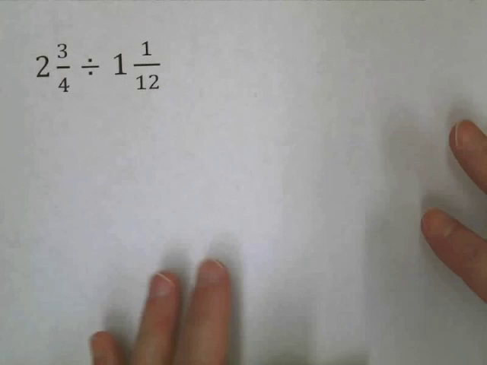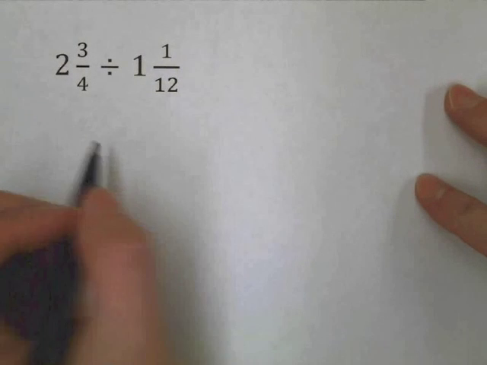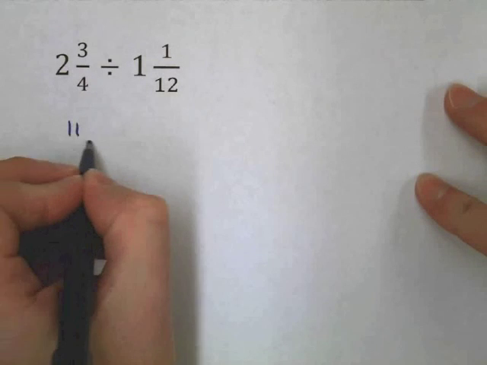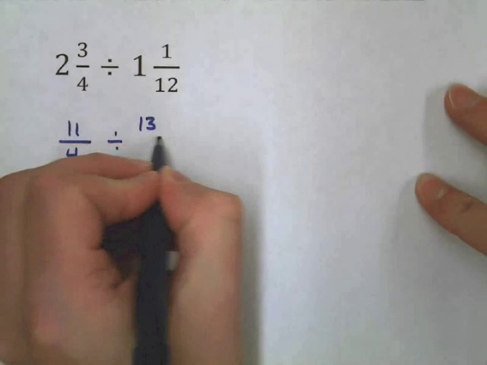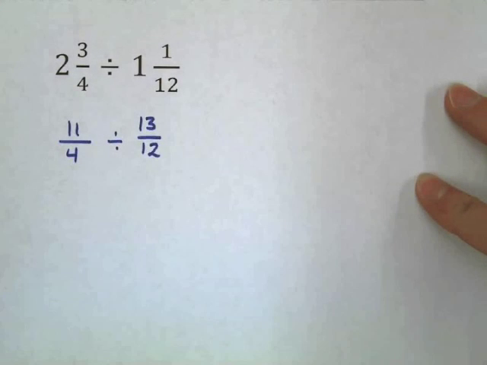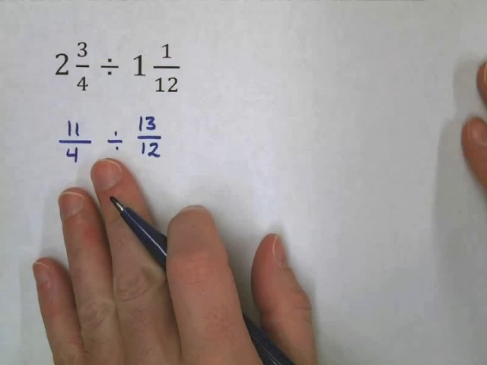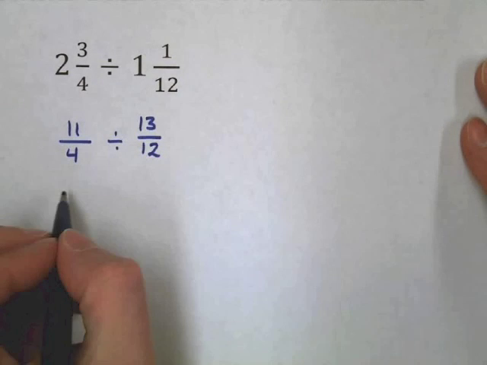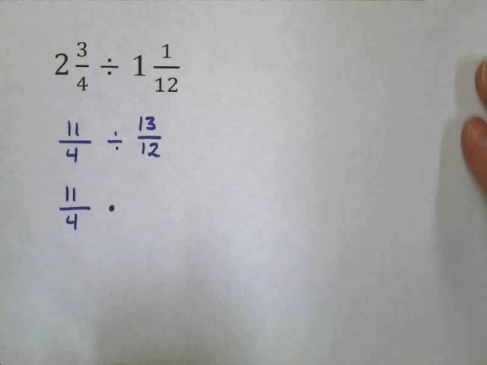Here we have two mixed numbers. And for these two mixed numbers, the first thing I want to do is actually change them into improper fractions. So I'm going to take 2 3/4 and turn that into 11/4. And that's being divided by 13/12. Well, division by fractions, I want to think of this as a multiplication problem, because I feel very comfortable with multiplying fractions. So I'm going to leave my 11/4 the same, and I'm going to change this from a division problem to a multiplication.